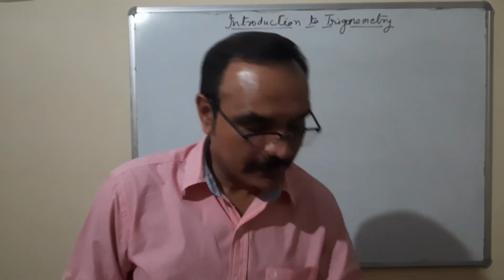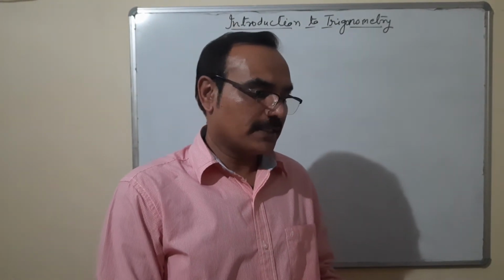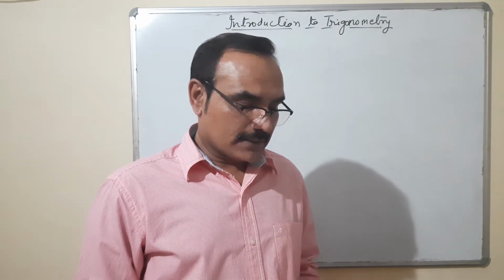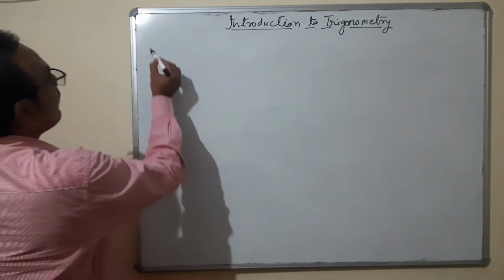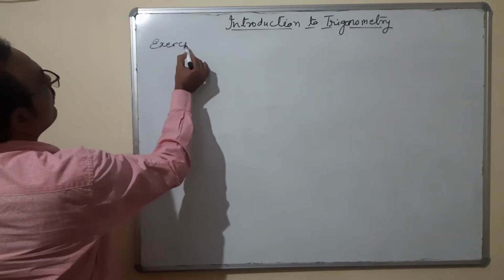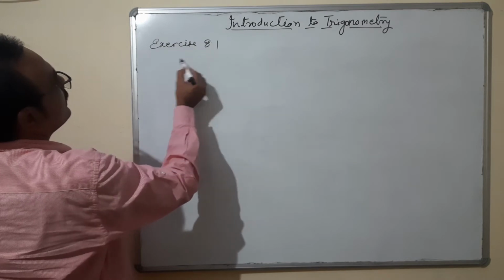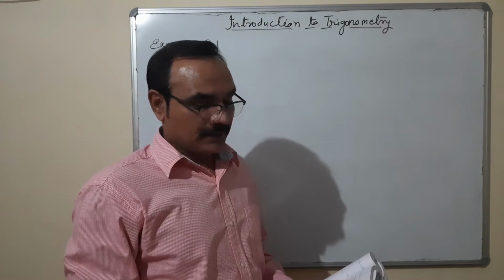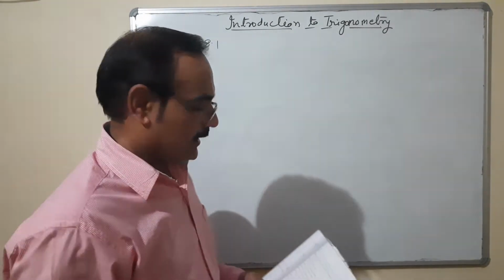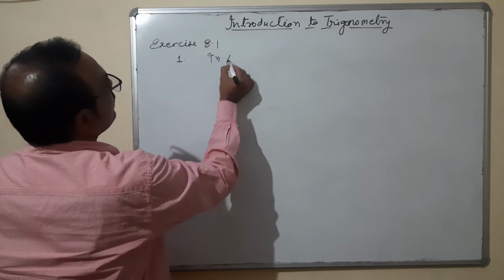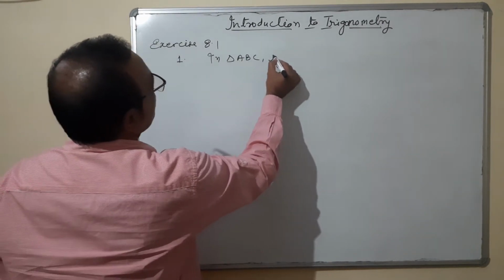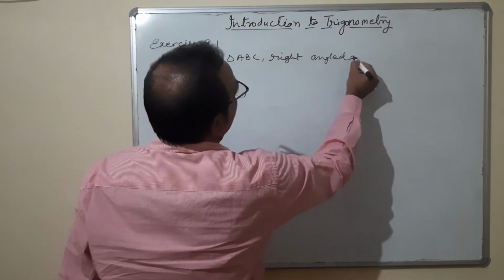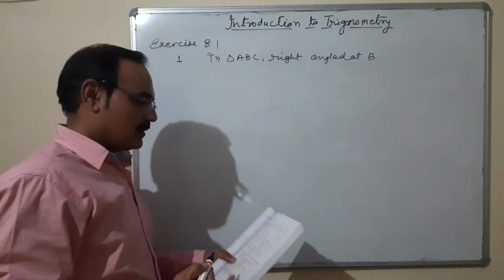Now we are taking exercise 8.1. It's a very basic exercise, using these concepts which we have learned. I am taking question number 1. In triangle ABC, right angled at B. Is it clear?